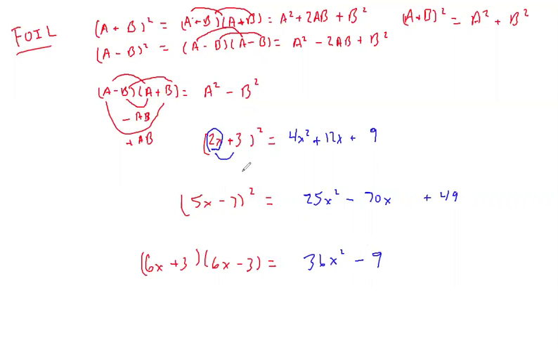Now, if in doubt and you don't see that formula used, you can always take these problems when they say something squared and simply write them out and use your FOIL method and multiply them. And you will get the same answer as this. You'll get that exact same answer.